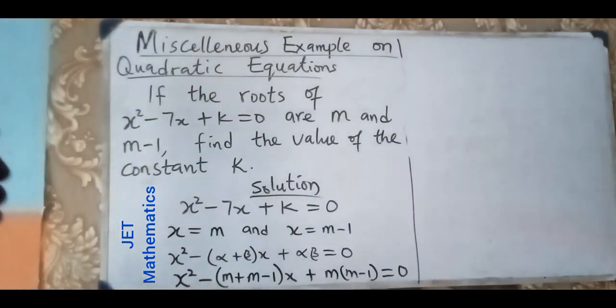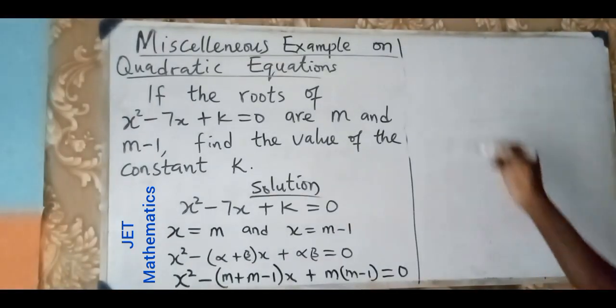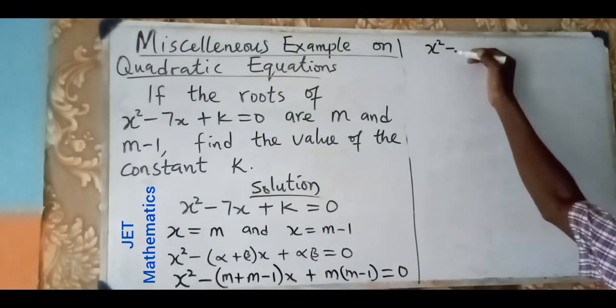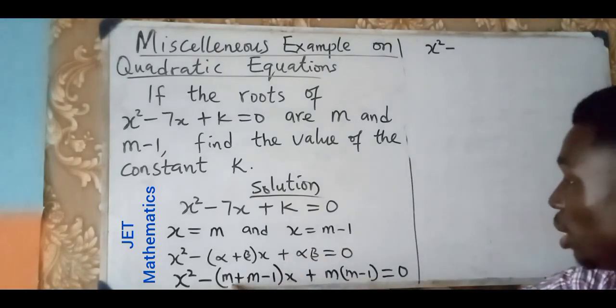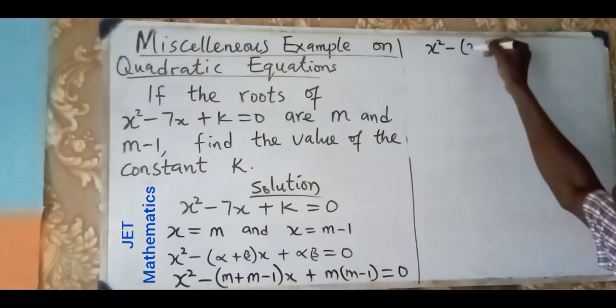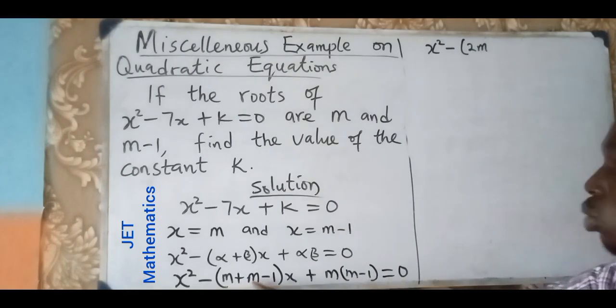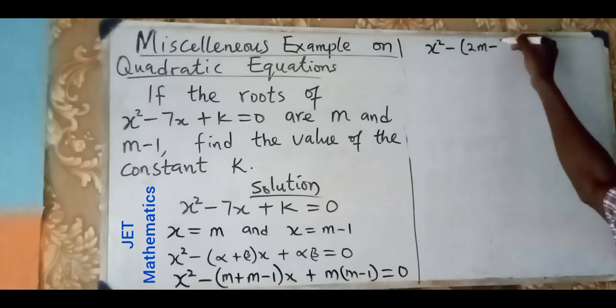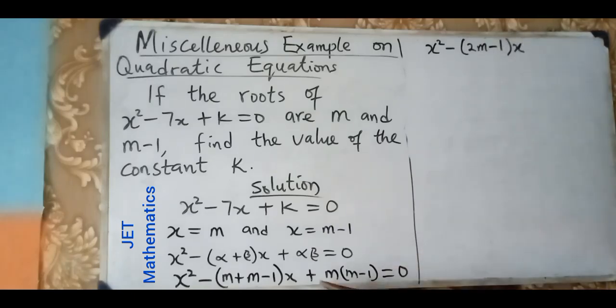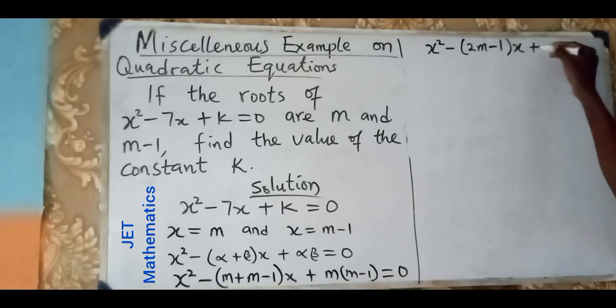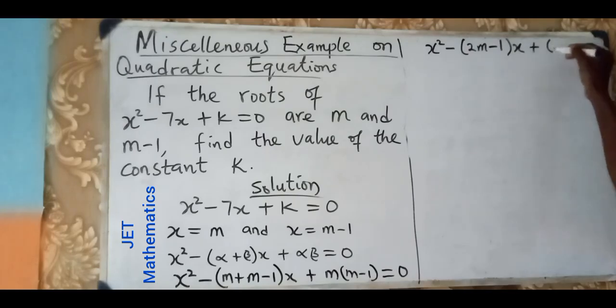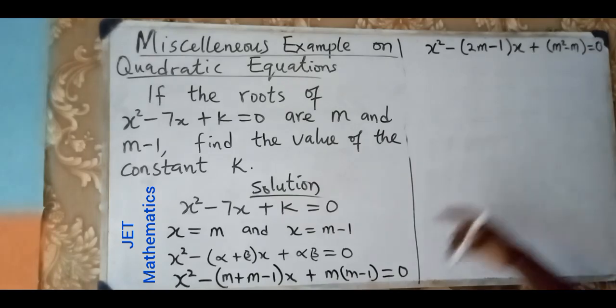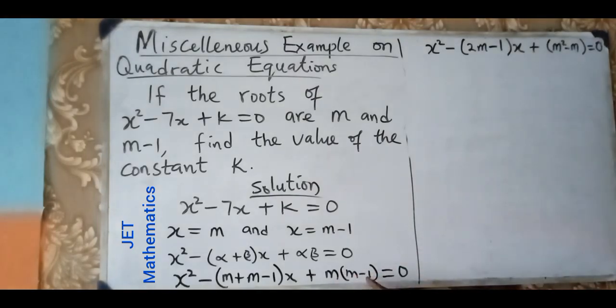So simplifying this, we'll have s squared minus, everything here is m, so we have m plus m, 2m minus 1, x plus, we can expand this and we have m squared minus m equals to 0.